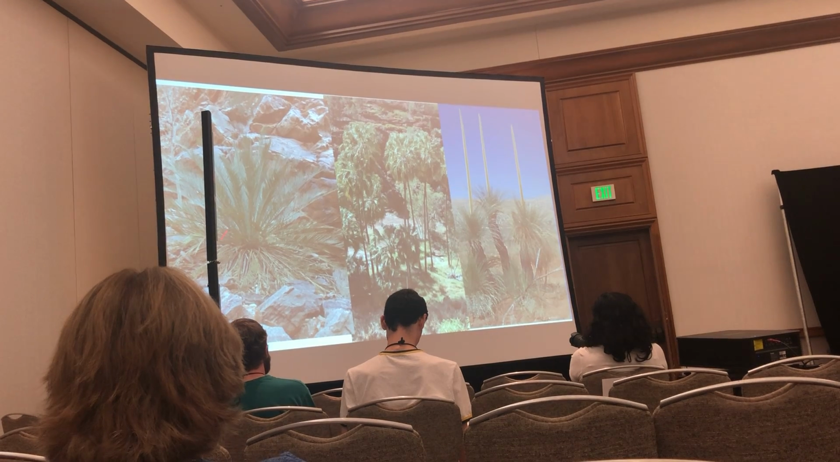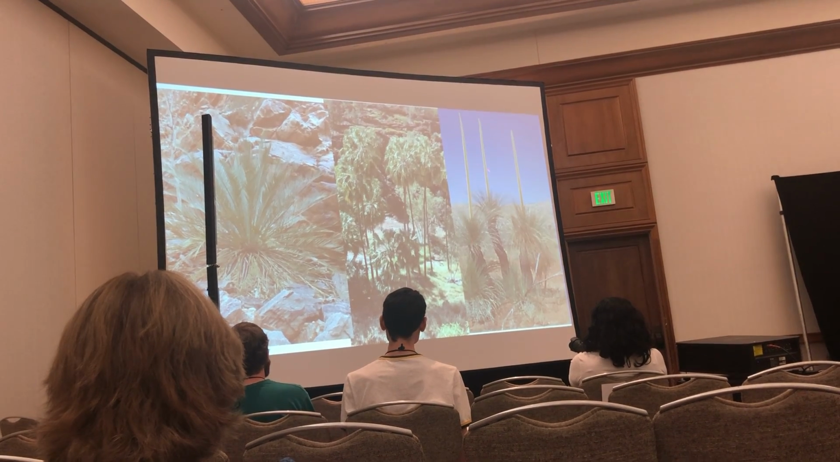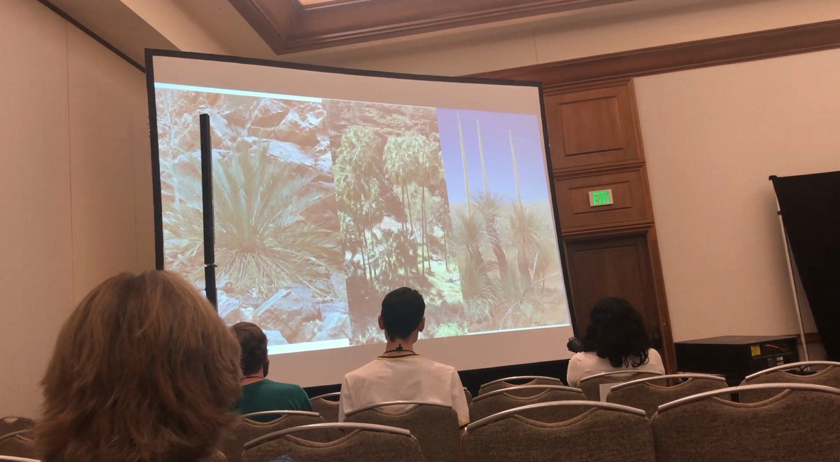Here's some pictures of that cycad, the Palm Valley, and then these grass trees, which are really cool to go and see. It's quite rare in our part of the world.